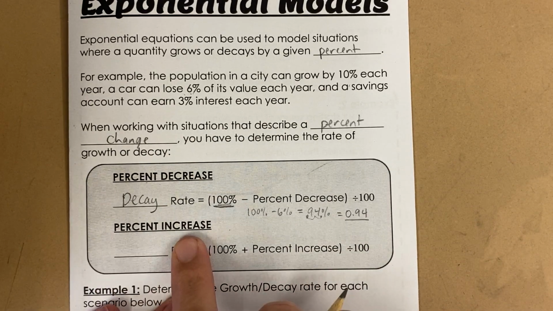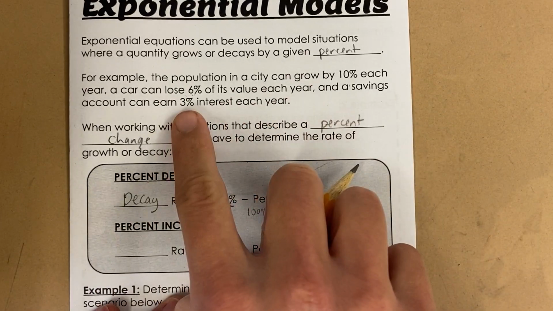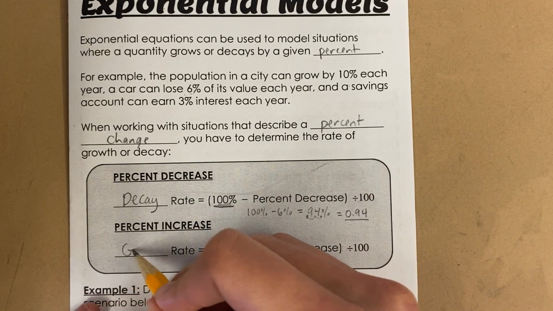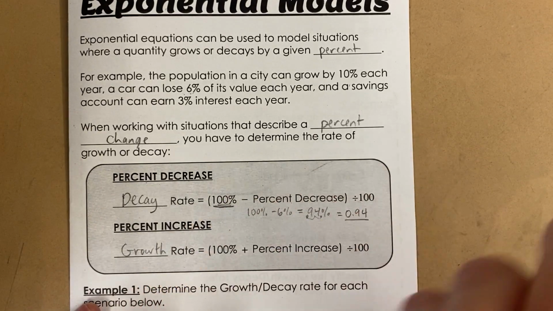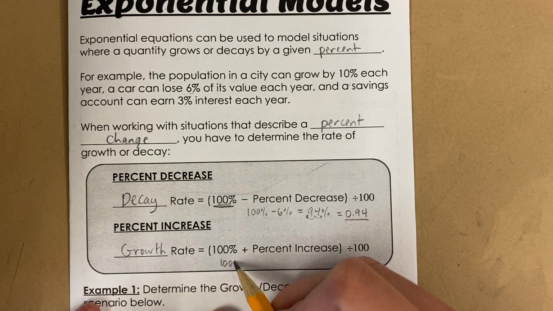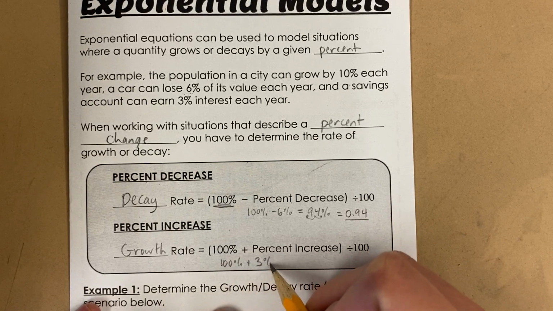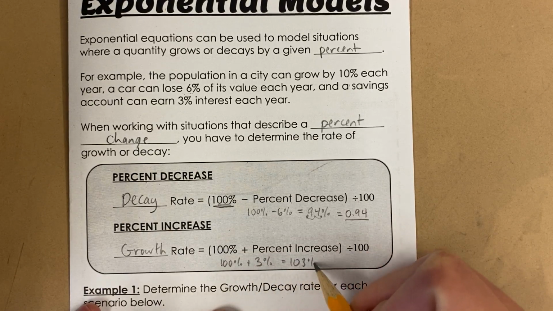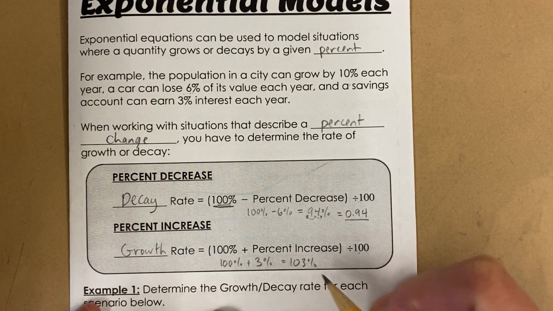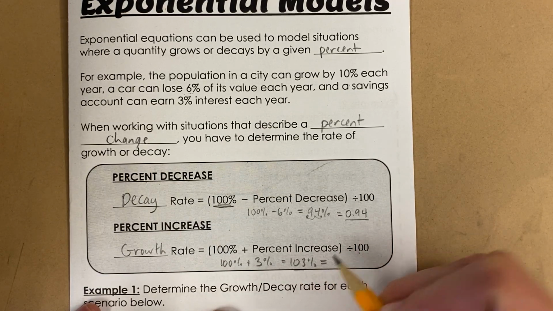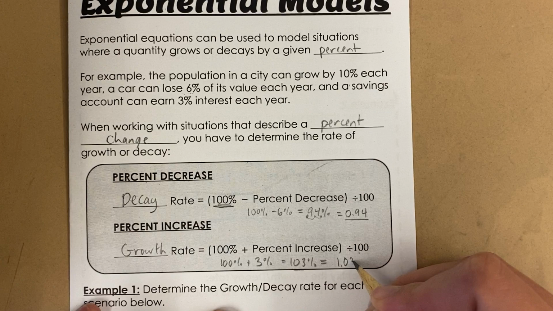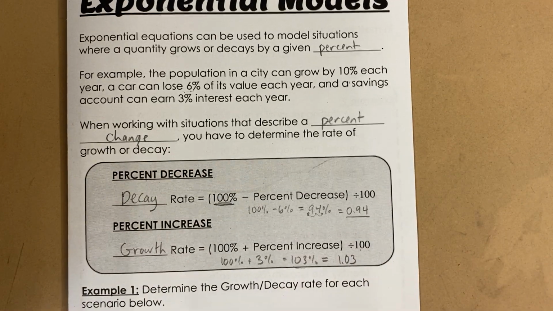Now, if something is increasing, for example, an account is earning 3% interest each year, that's called a growth rate. And what that looks like is I would take my 100% and I would add my growth rate. So that would be 103%. And once again, I'm dividing by 100, which moves the decimal place over 2 spaces. This would be 1.03, and that is what's called my growth rate.